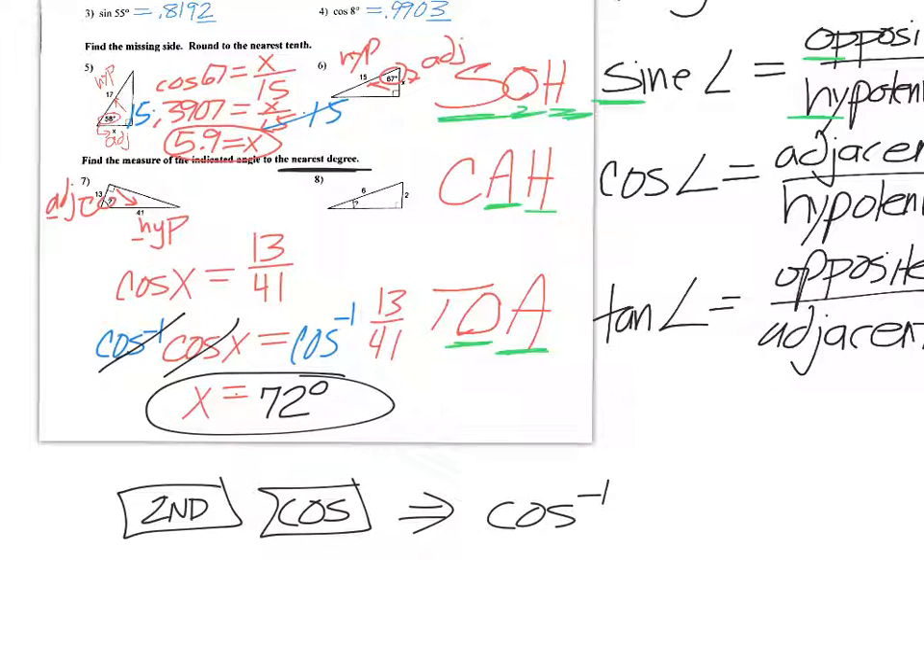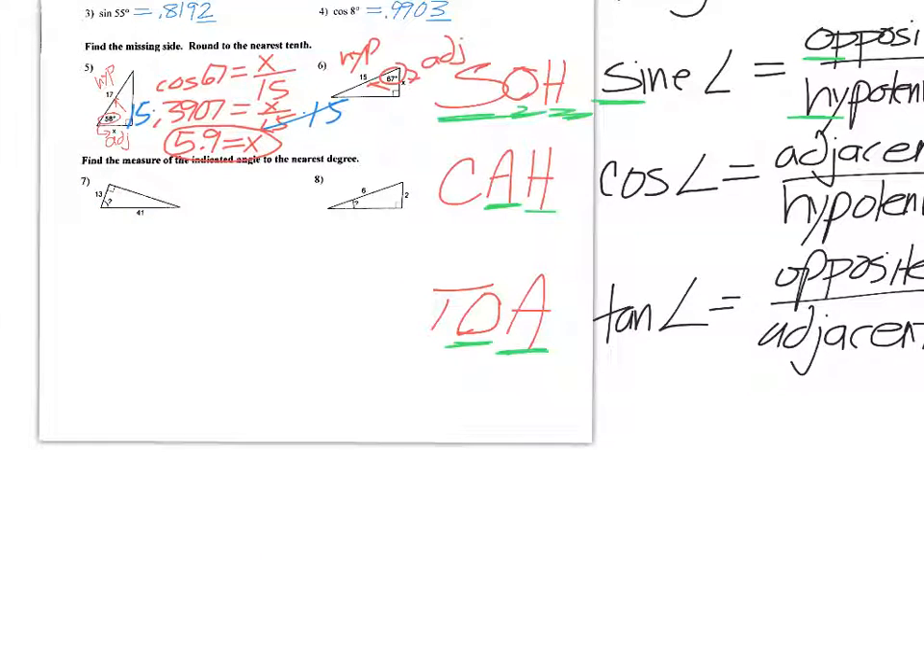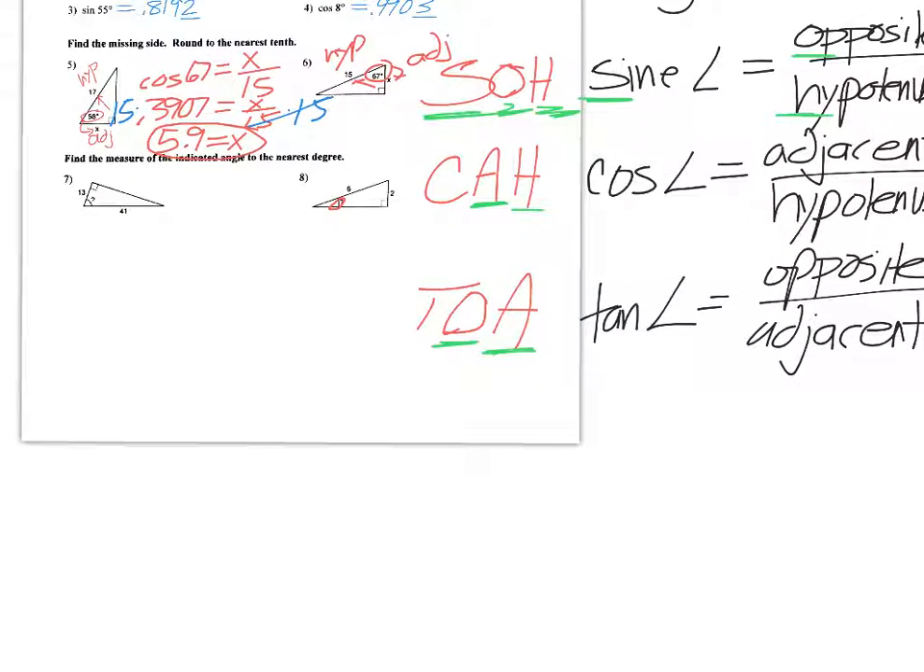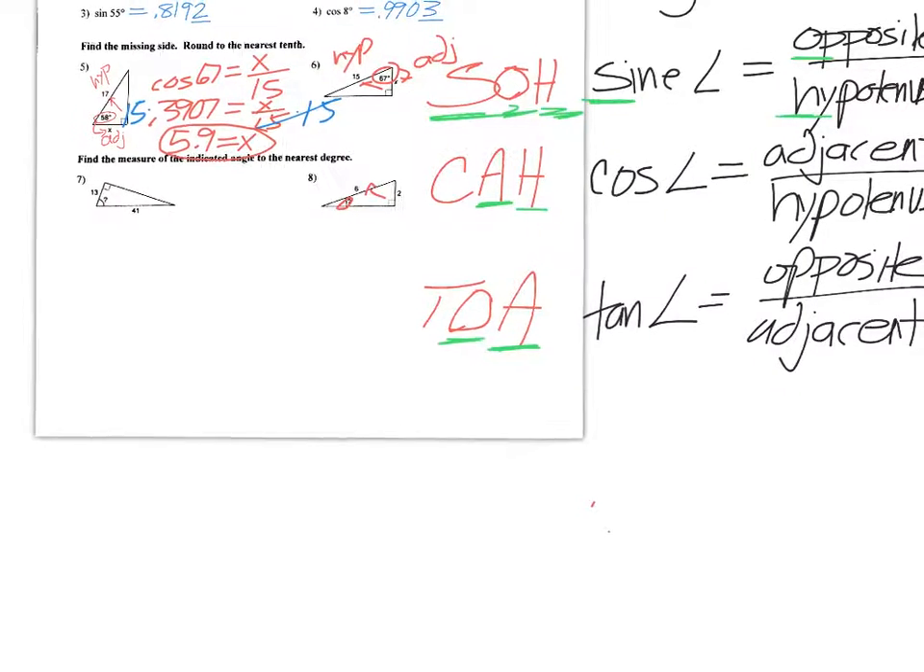Again, I'm going to give you a second here, then I'm going to get rid of this stuff in the middle so I can do problem number 8. Okay, so in problem 8, again, here's my angle. This is the hypotenuse.